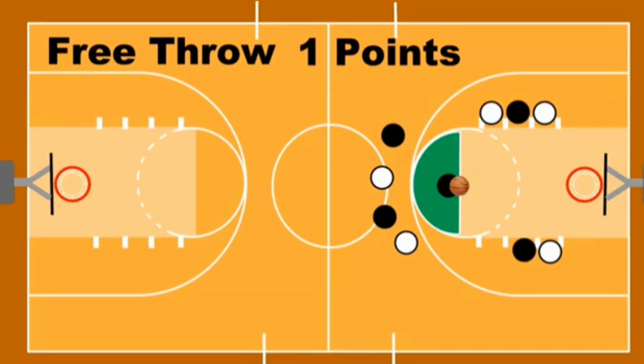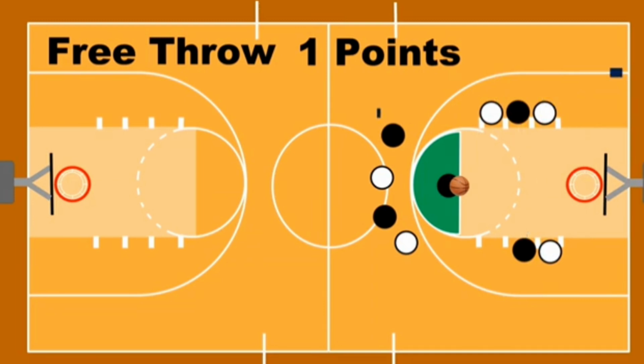Now let's discuss free throws. If you get 1 point in a free throw, then what happens is that one of your players will stand inside this green box. Because the black team is taking the free throw, 3 players of the white team will be allowed. They stand in the middle of these marks, and 2 players of the black team are allowed.